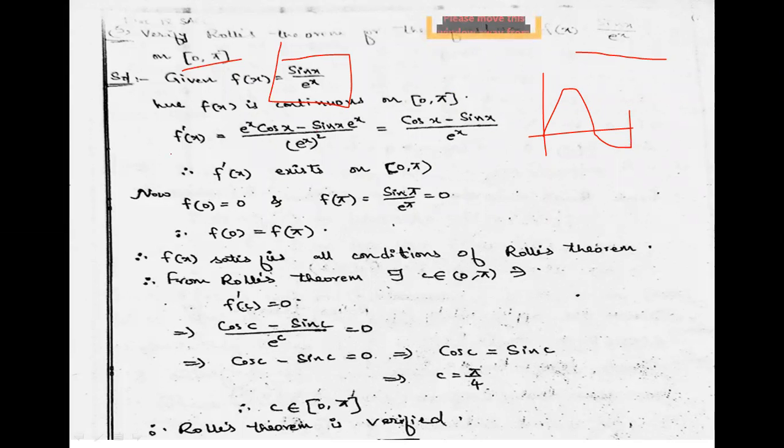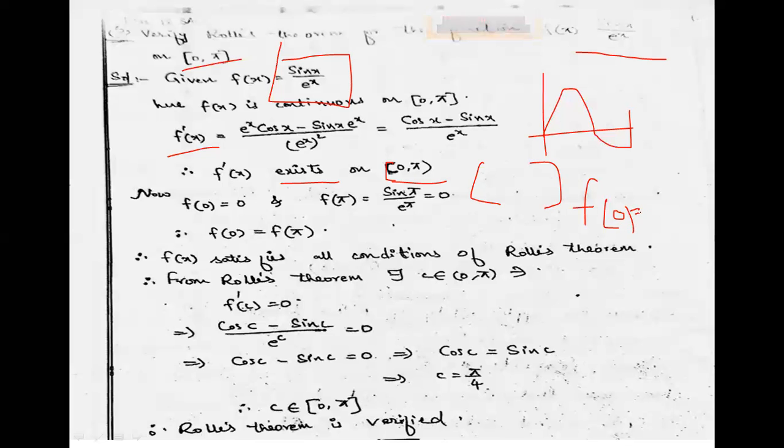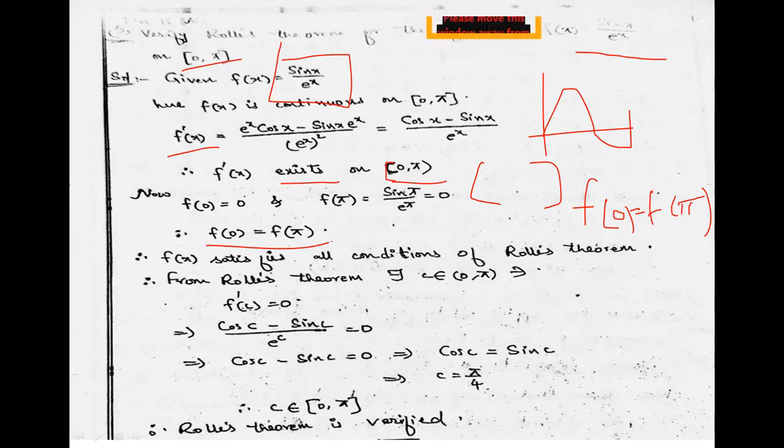Now, is it differentiable? Yes, it is differentiable. Then f dash of x exists on the open interval 0 to pi. Then check whether f of a is equal to f of b or not, which means f of 0 is equal to f of pi. Just check that out. Yes, it will definitely be equal. It will satisfy all the conditions of Euler's theorem.